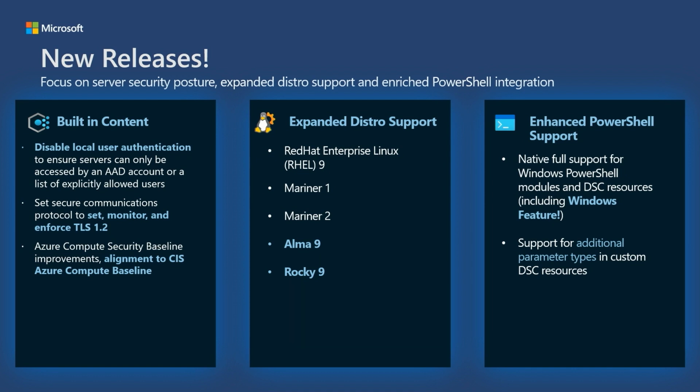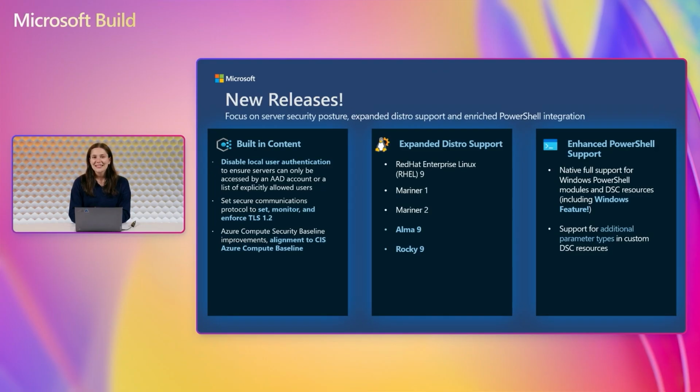The second thing here is support for additional parameter types in custom DSC resources. Previously, we were only able to support string parameter types, but through these improvements, we now provide support for strings, floats, doubles, arrays, and booleans. So what we're trying to do is really expand the total set of scenarios that you're able to manage leveraging custom configurations in PowerShell DSC.